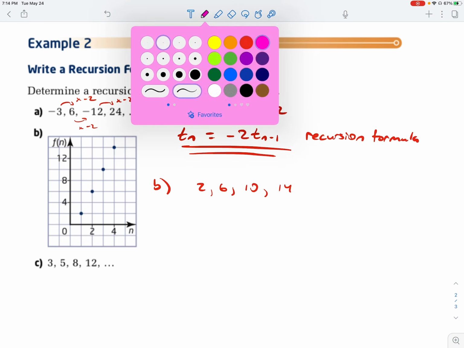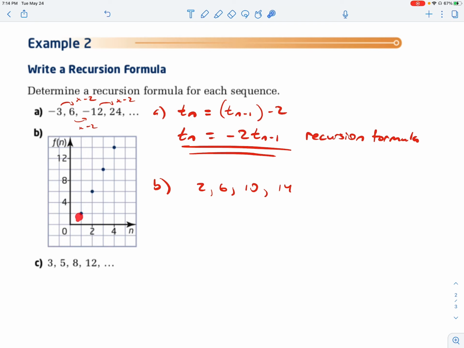So what's the pattern here? We can see this is linear from the graph. We can also see that for each term we go up 4 units to get the next, so it shows a slope of 4. And we can see that right here, we're just adding 4 to get the next term. So it's a simple pattern. What's my recursion formula? Well, for any term I'm looking for, I need to take the previous term, which we write as T n minus 1, and then add 4 to it.